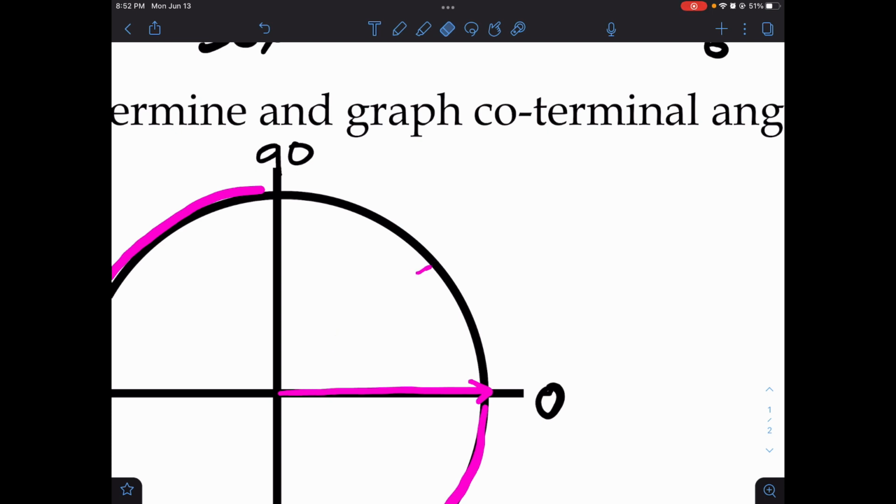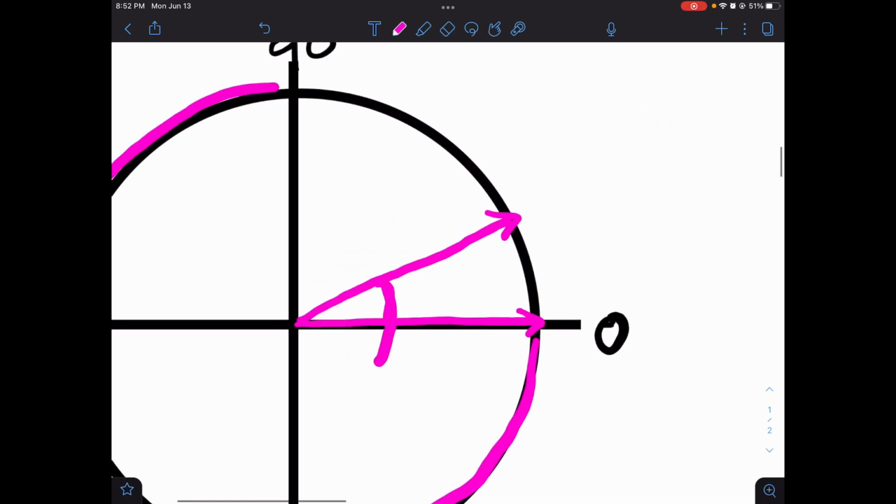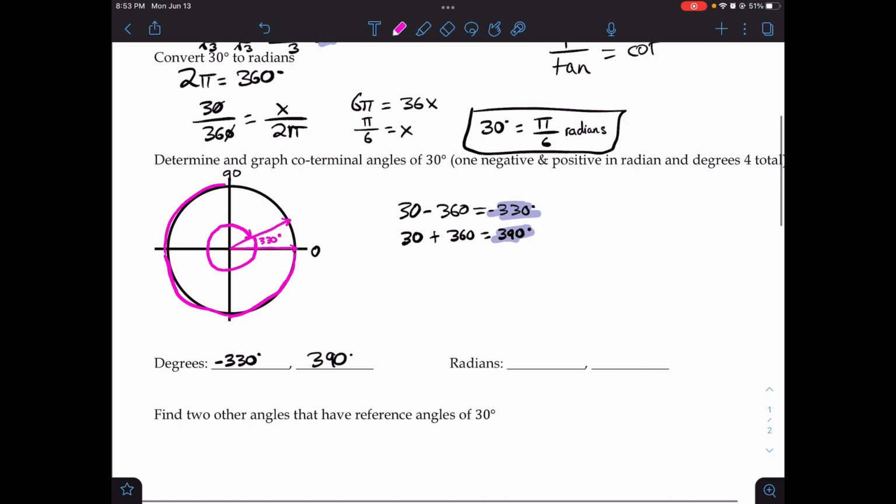So this right here will be, and let me draw the arrow. There we go. 330 degrees. There we go.